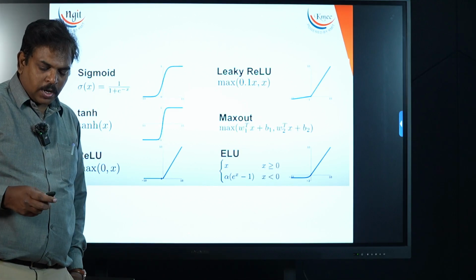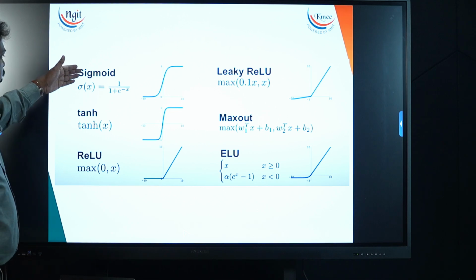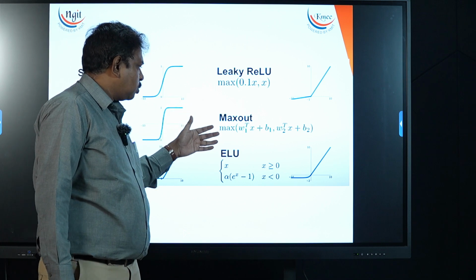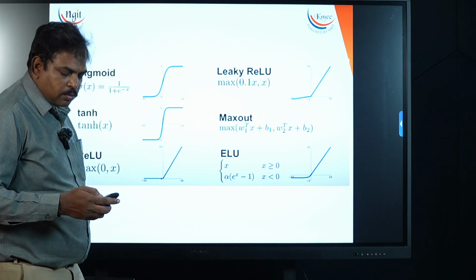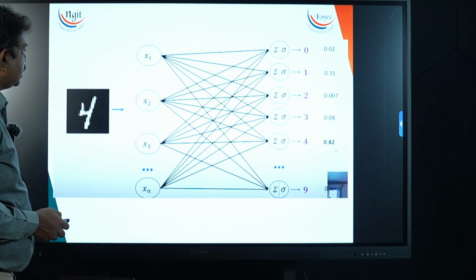And we have different types of activation functions in a neural network: sigmoid function, tanh function, ReLU, leaky ReLU, maxout, and ELU. Each of these functions has its own benefits, merits and demerits.